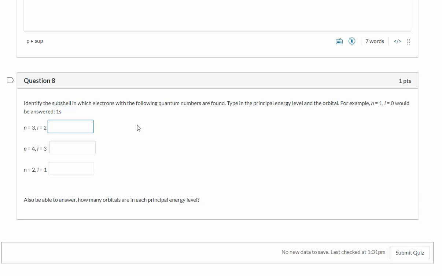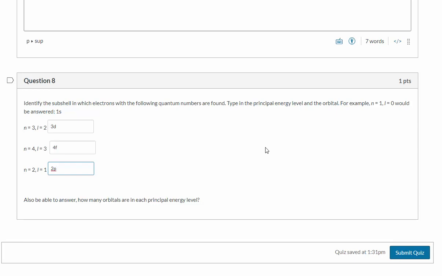Now, our principal energy level is the first number when we are writing our electron configuration. So I'm just going to go down, since n is the principal energy level, and fill those in. Now, the l is the orbital number: 0 is s, 1 is p, 2 is d, 3 is f. Now, l equals 1, I just said, was p. So these would be 3d, 4f, and 2p.